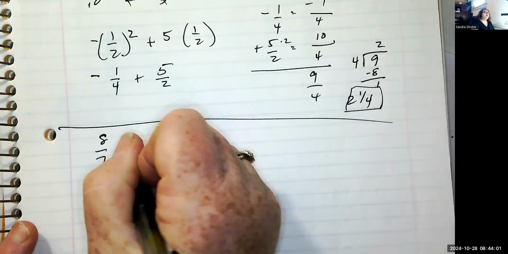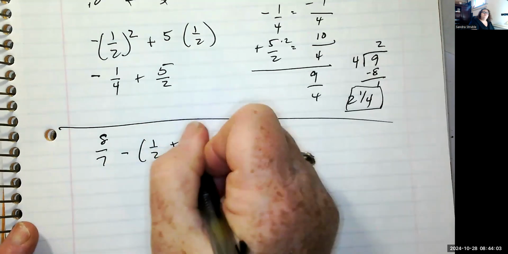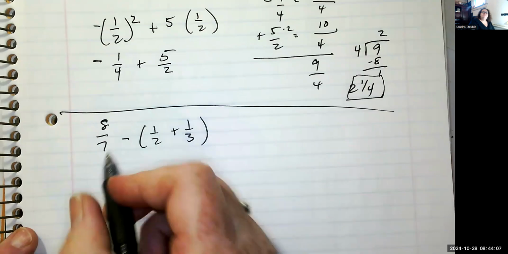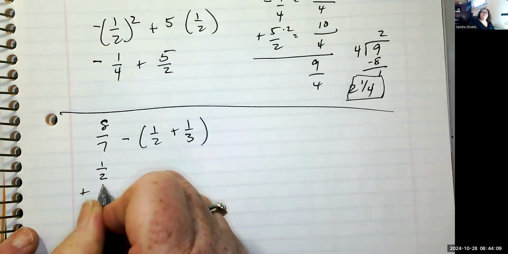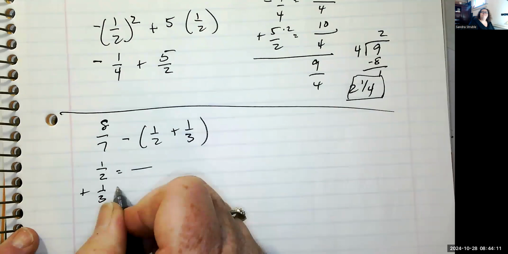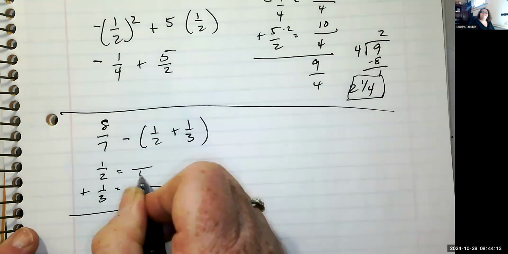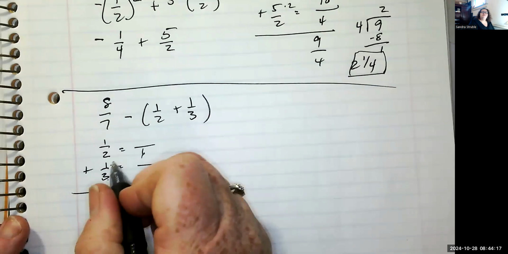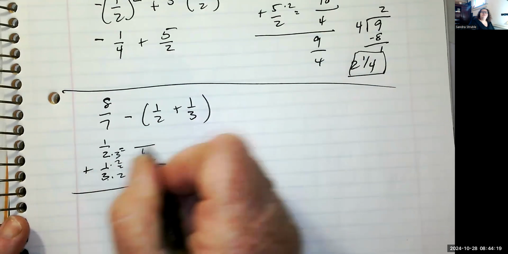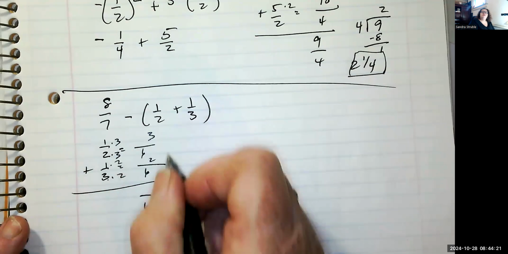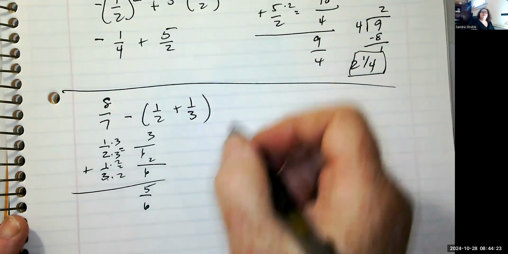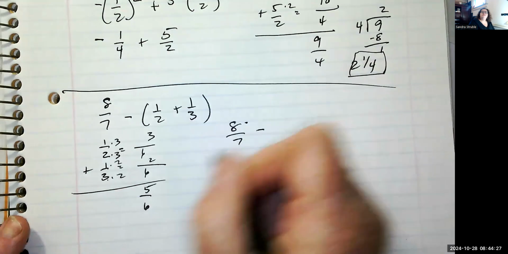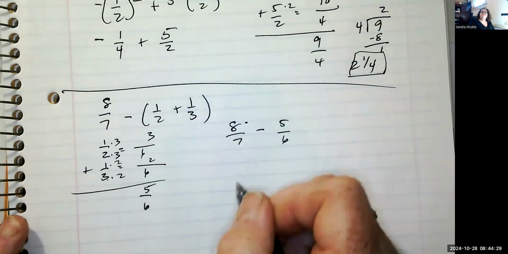8/7 minus 1/2 plus 1/3. I have to do what's inside the parentheses first. I'm going to stack them. Three times 2 is 6. 1 times 2 is 2. 2 times 3 is 6. 1 times 3 is 3. 3 plus 2 is 5. Now I have 8/7 minus 5/6. I'm going to stack them.